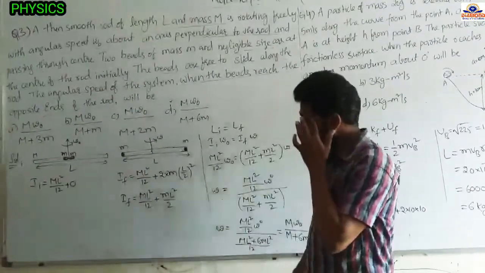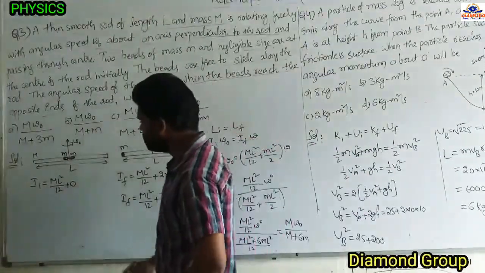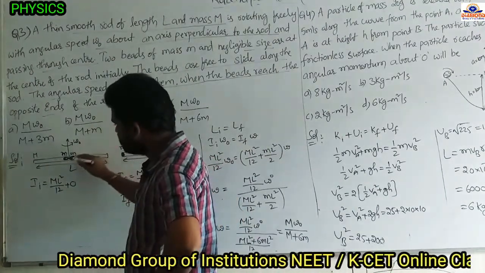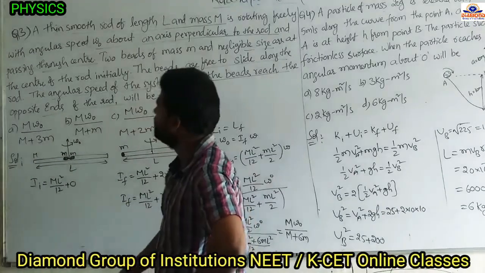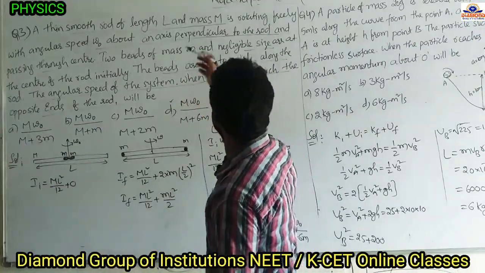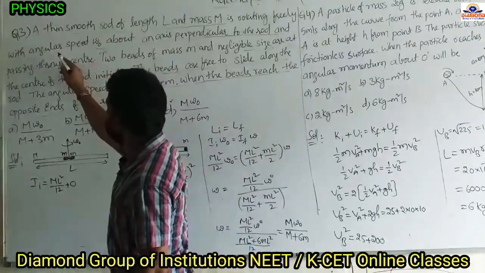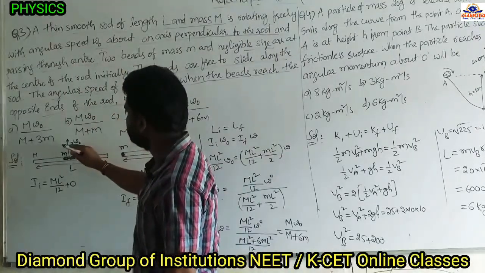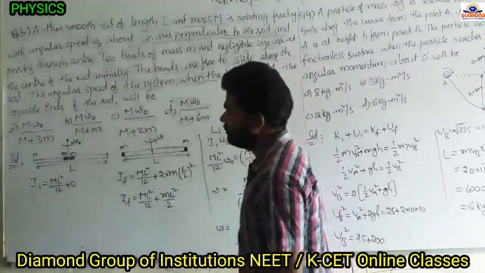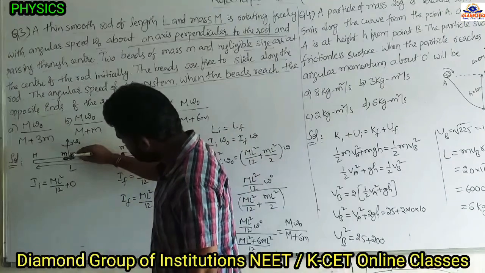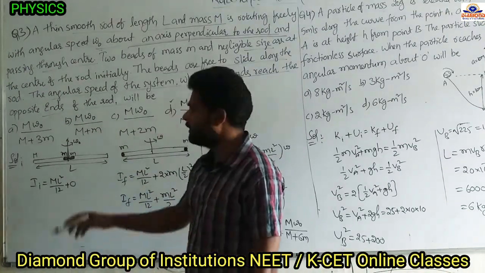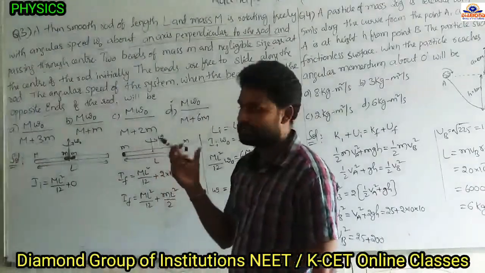Okay, so this is the question. From the question, the first condition is this: this is the rod now, and two beads are at the center of the rod. It is rotating freely with angular speed omega naught about an axis perpendicular to the rod and passing through the center. So this is the axis passing through the center and perpendicular to the rod, and it is moving with the angular speed omega naught.